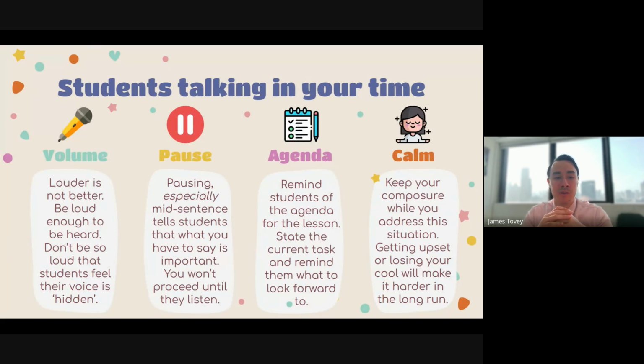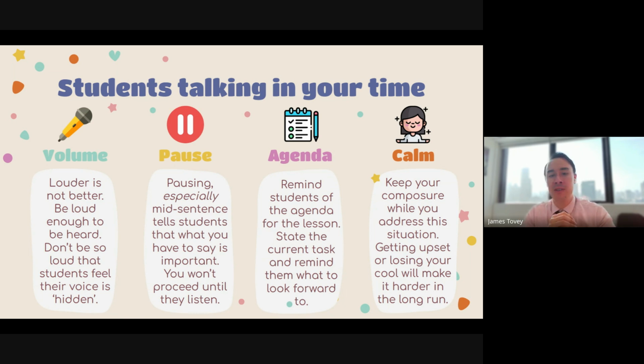It's too much. Once we talked about this a little bit earlier, pause, especially mid-sentence. It tells students what you have to say is important, so you won't proceed until they listen. So pause mid-sentence, look around, be seen looking, maybe proximity control, walk up to them, something like that. Give emphasis to what you're saying and give importance.